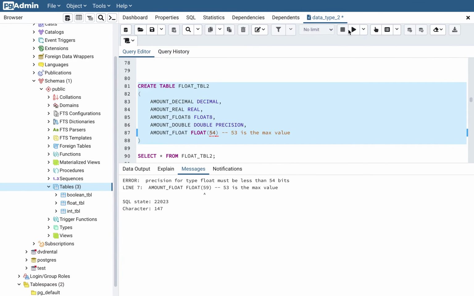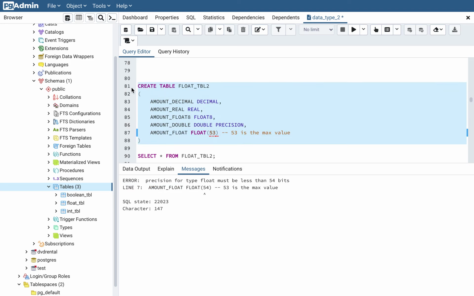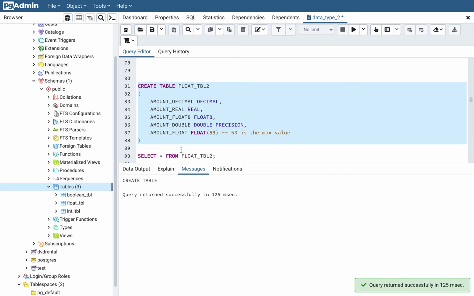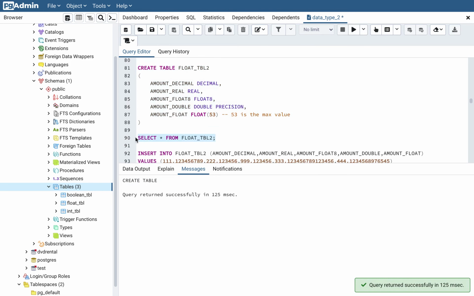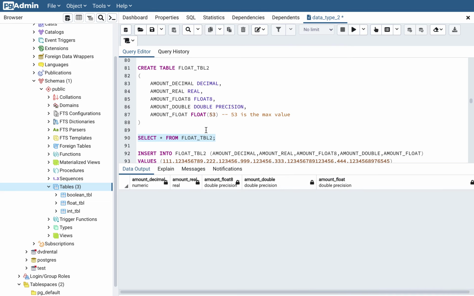Let me execute this. The moment I execute this, again it will throw the same error that 53 is the maximum value. So let me push 53 over here. Now if I create this table, there won't be any problem. And now let me show you this particular table. Now you will be surprised to see that the amount float column whose n value is 53 bits, now it has become double precision.